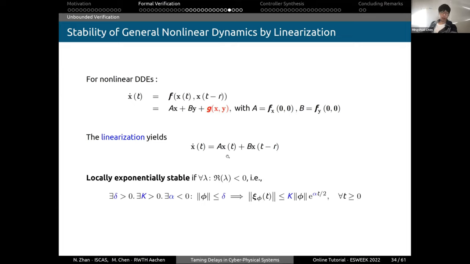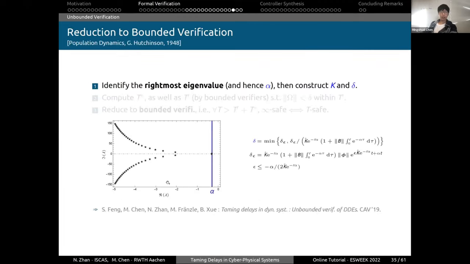Again, there's a nice stability result for this nonlinear DDE, but now in a local version. Basically, it says if the real parts of all the eigenvalues of the linearization are negative, then your solution can still be bounded by some exponentially decreasing function. However, this only holds for a small region of initial functions bounded by some constant delta here. So only if your system starts from a region bounded by delta, the system is exponentially decreasing or exponentially stable, okay? And now we can obtain a similar result for the verification of nonlinear DDEs.